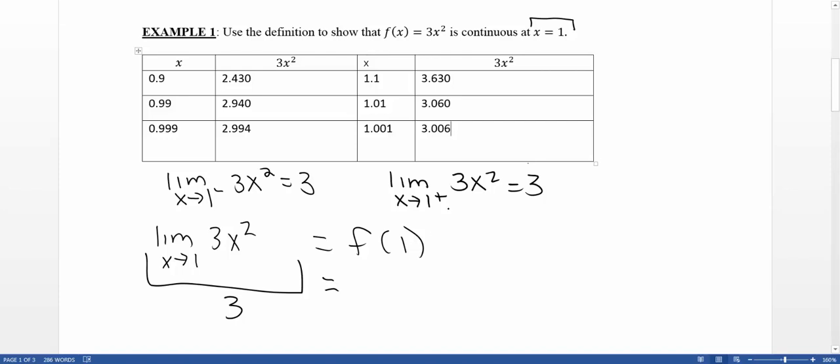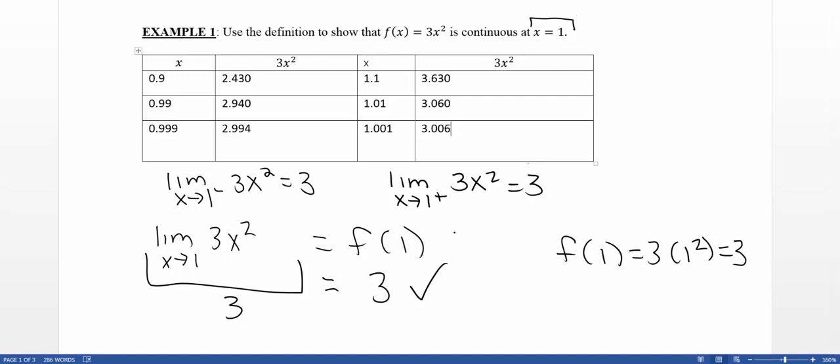If I were to take 1 and plug it into my function, I would get 3 times 1 squared. Well, since 1 squared is 1 and 1 times 3 is 3, my functional value also equals 3, which means that this function is continuous at x equals 1. So that's how we use the definition.